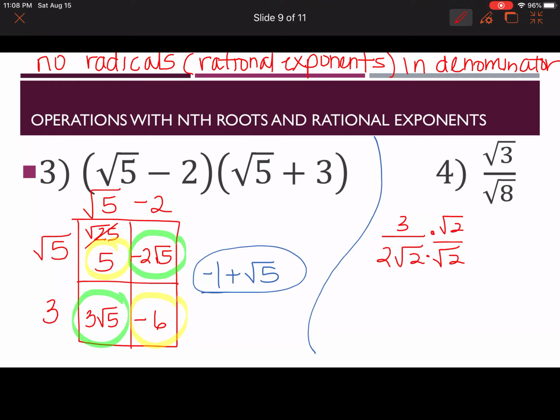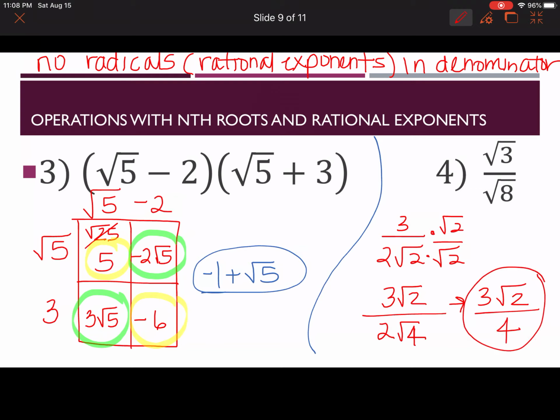And that's it. So we're left with 3 square root of 2 over 2 times the square root of 4, which we know is just 2. So our final answer is 3 root 2 over 4. And now we don't have a square root in our denominator.